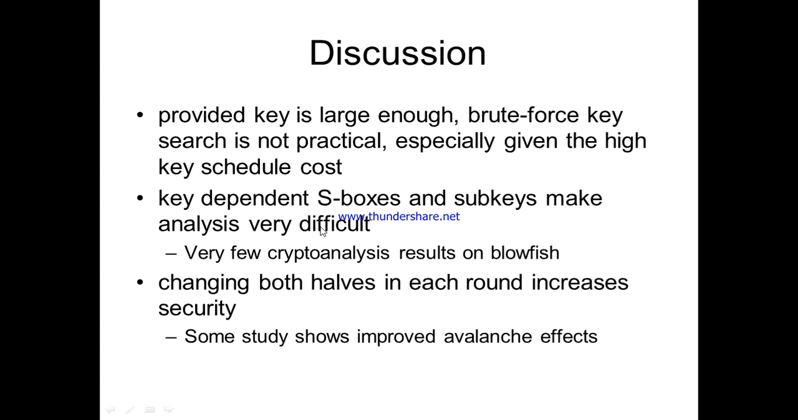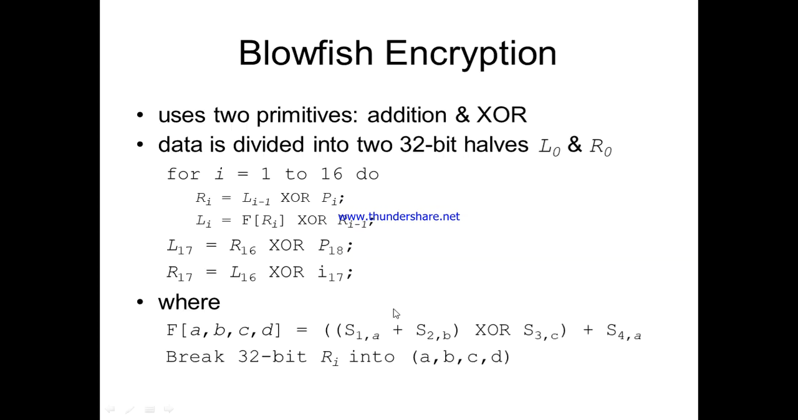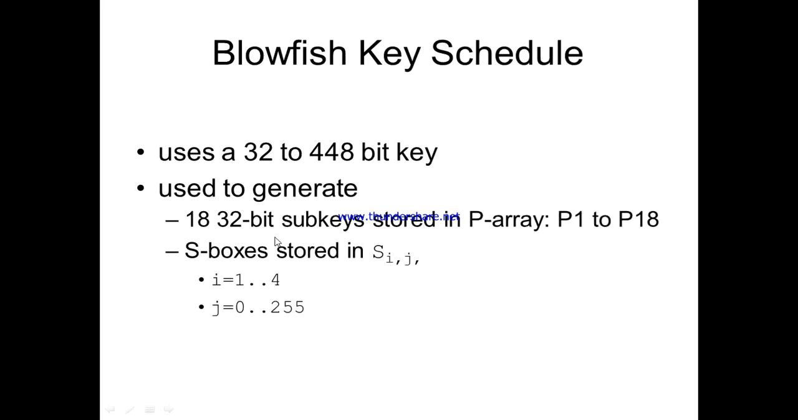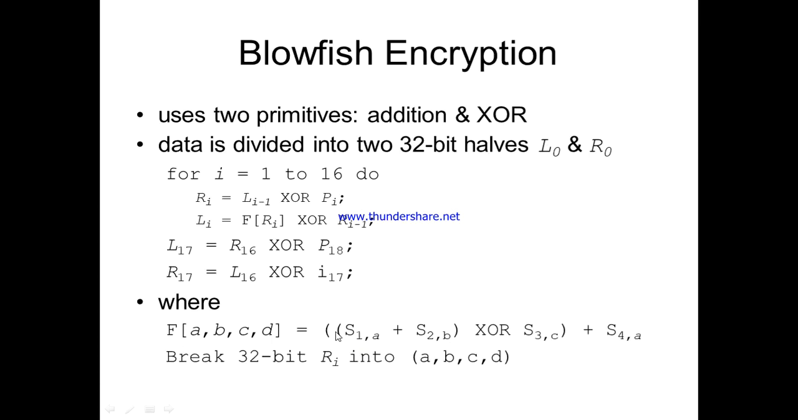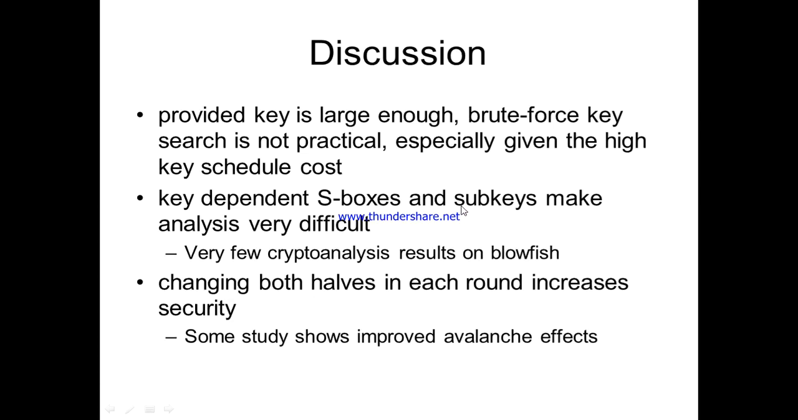So what we are doing is performing the S boxes. How are we going to use the S boxes? Here you can see, 32-bit keys we are going to generate, and the S boxes are Si comma J. We are using 4 rows and 0 to 255 columns to represent the S boxes. So that is what makes it very difficult to analyze.